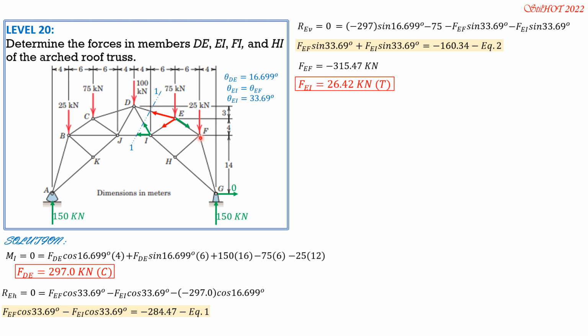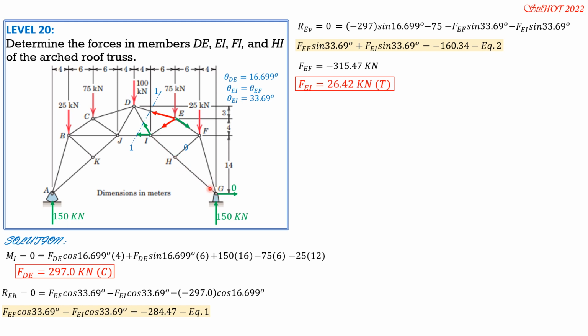We cannot find that yet because we do not know FFG. So HI. Observe that at joint H here, this HI and GH are collinear, and there's this oblique member FH or HF. This is a zero force member by case 2. So that's 0. So if that is 0, because HI and GH are collinear, then the force in GH is also the force in HI. You should be quick with that because there are so many problems we encountered, then you should know the principles already. So FGH is equal to FHI.